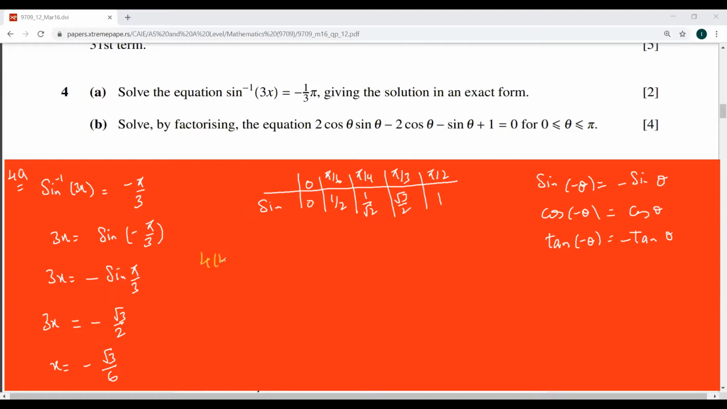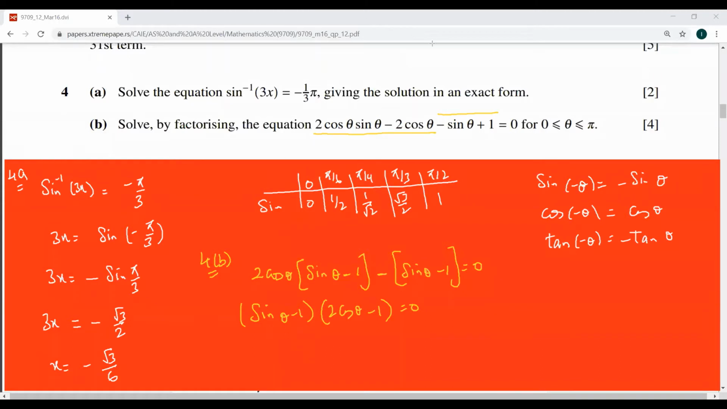Okay, this 4b, we have to factorize this. You see that I can take 2 cos theta common from here, and I'll keep it as it is. So this is 2 cos theta into sine theta minus 1. And I can take just a minus common from here. That is sine theta minus 1. That is equal to 0. So we have sine theta minus 1 into 2 cos theta minus 1 equal to 0.